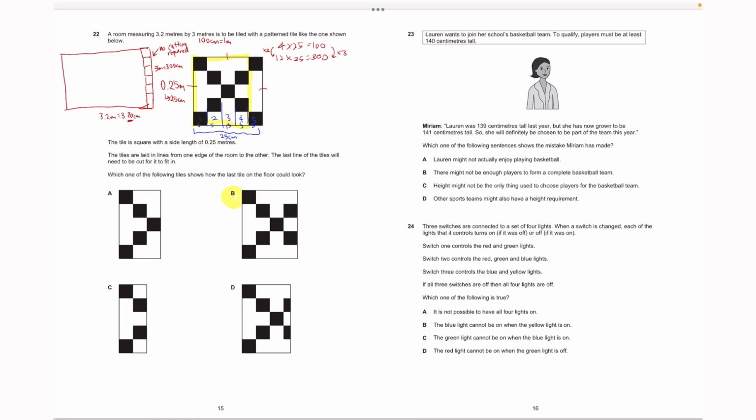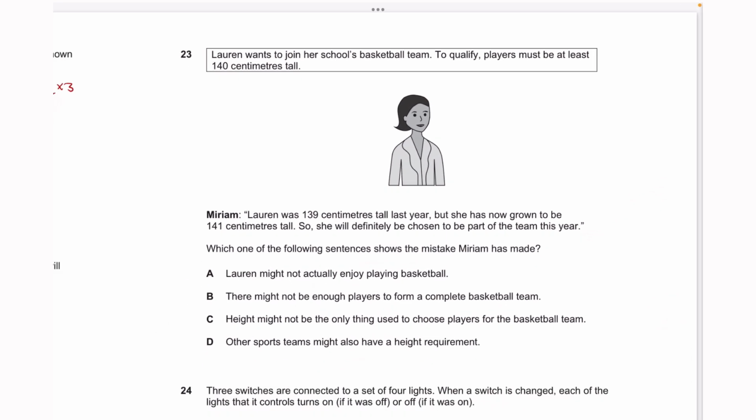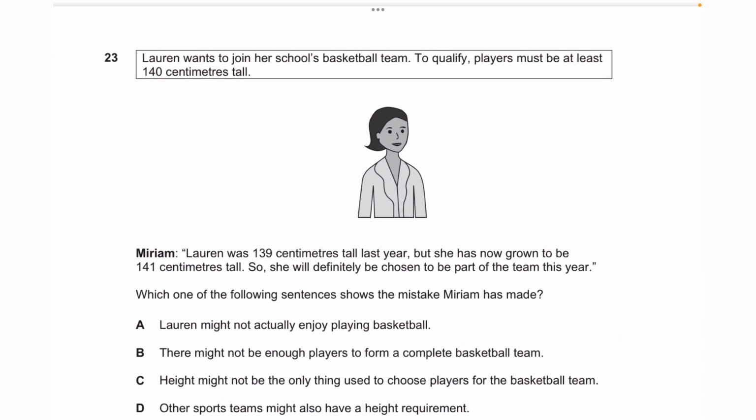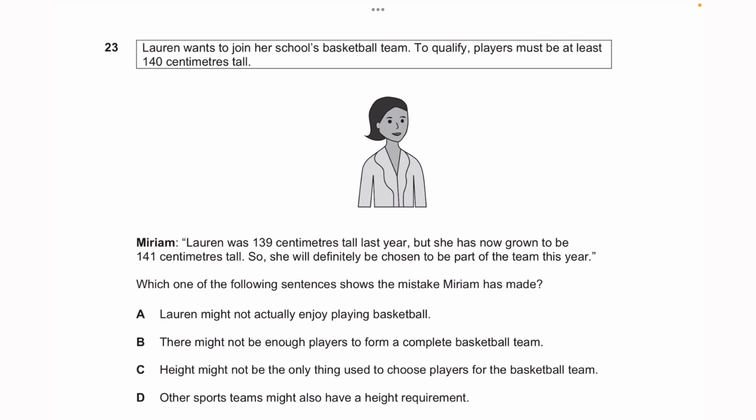All right, let's move on to the next question, boys and girls. So over on to question 23. Question 23 says this. Lauren wants to join her school's basketball team. To qualify, players must be at least 140 centimeters tall. Now Miriam says, Lauren was 139 centimeters tall last year, but she has now grown to be 141 centimeters tall. So she will definitely be chosen to be part of the team this year.